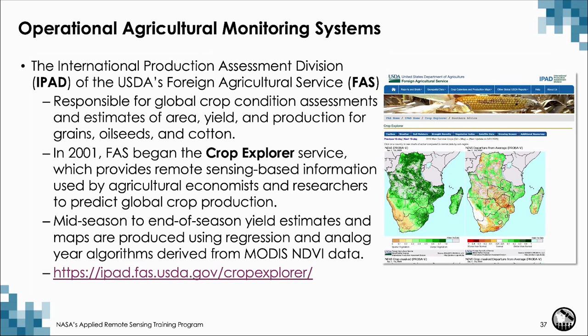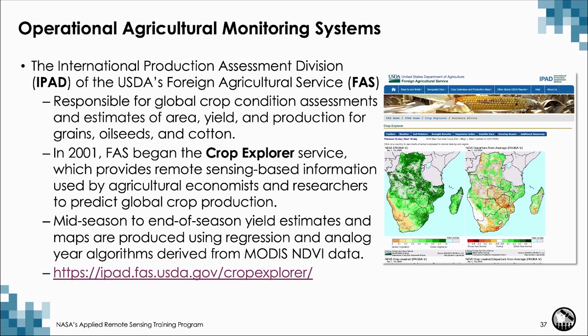The first operational agricultural monitoring system we'll explore is the International Production Assessment Division of the USDA's Foreign Agricultural Service. FAS is responsible for global crop production assessments and estimates of area, yield, and production for grains, oilseeds, and cotton. The primary mission of IPAD is to produce the most objective and accurate assessment of global agricultural production and the conditions affecting food security around the world.